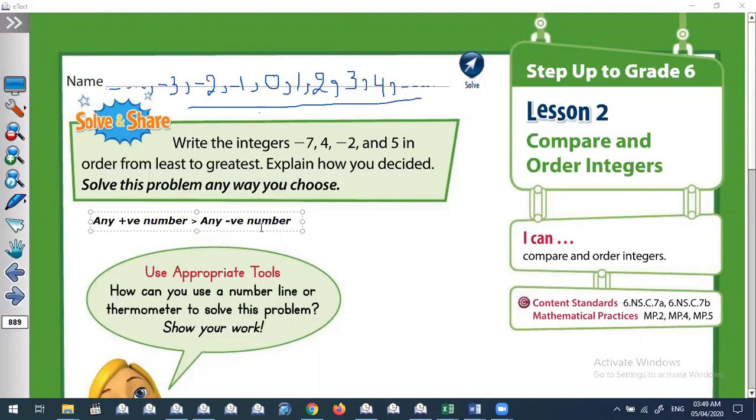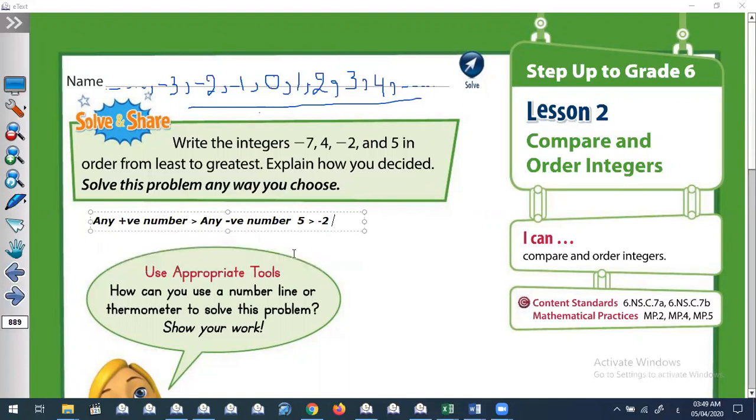Minus VE means negative number. Again, any positive number is more than any negative number. Like if you have 5, it will be more than negative 2, because 5 is positive and negative 2 is negative. So any positive number is greater than any negative.